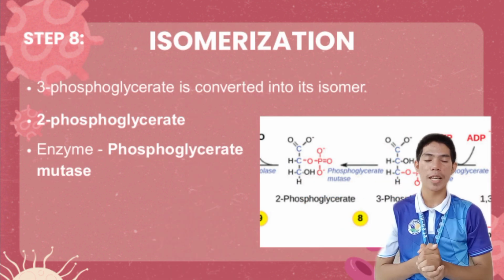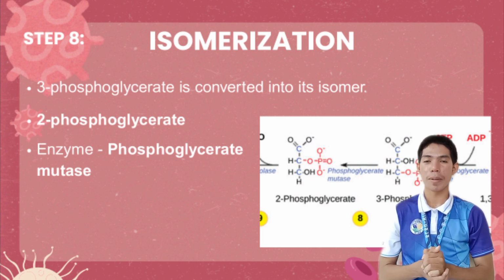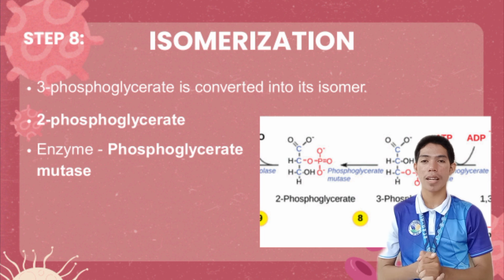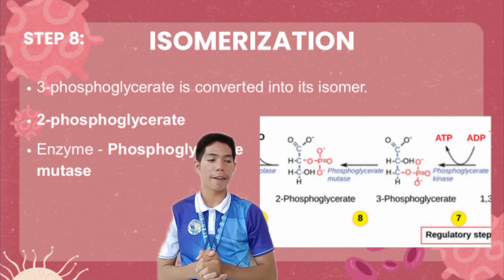Next, step 8, isomerization. 3-phosphoglycerate is converted into its isomer and it will become 2-phosphoglycerate. So, it means that instead na naka-attach si phosphate group sa carbon 3, doon na siya maa-attach sa carbon 2. So, kaya naging 2-phosphoglycerate siya. So, the responsible enzyme of step 8 of glycolysis is phosphoglycerate mutase. So, as you can observe in the figure, we have 3-phosphoglycerate turned into 2-phosphoglycerate.